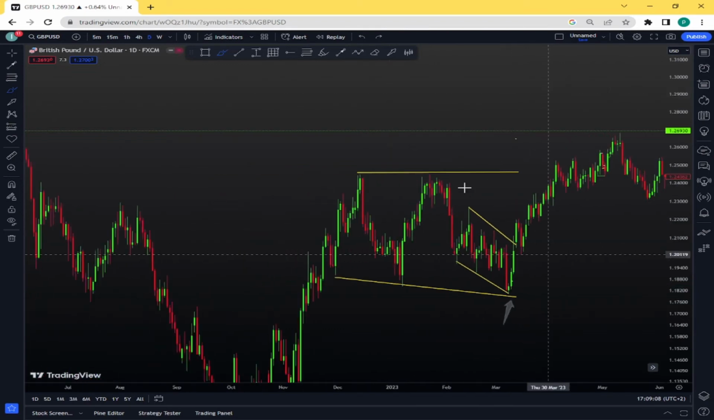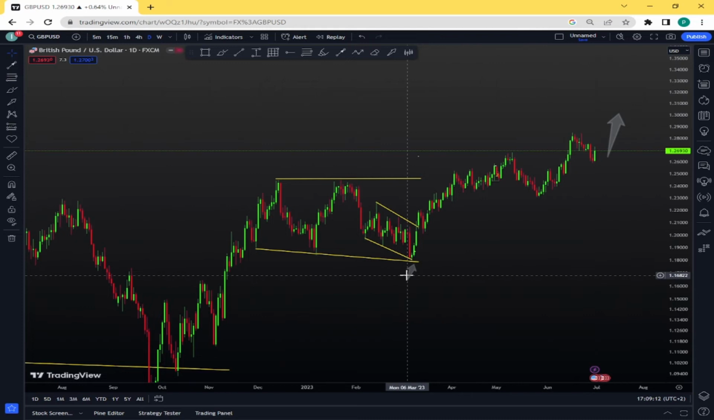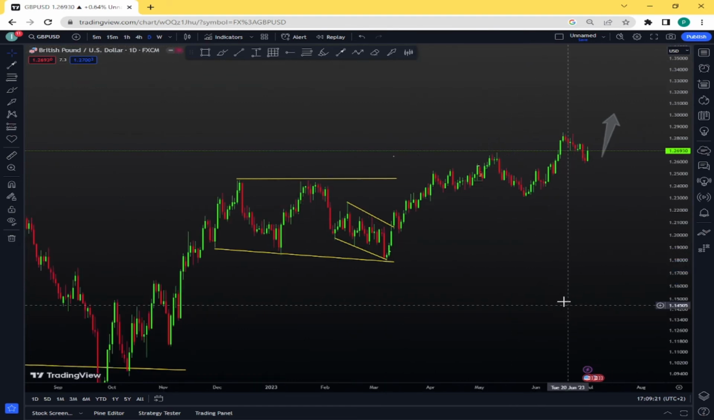But because this was data that happened long ago, I think it was in March, and now we are in July, we need to focus on the current structure. But before doing that, we need to understand how price was behaving all along.